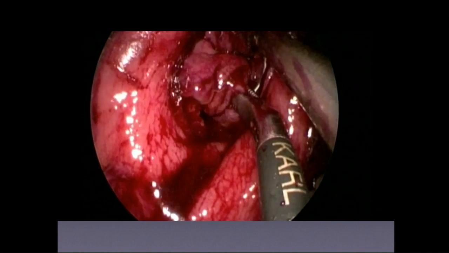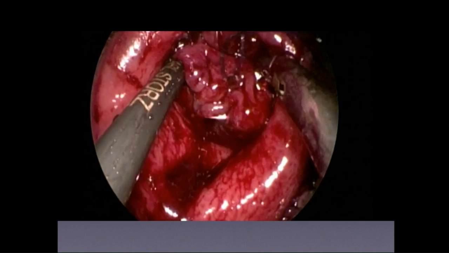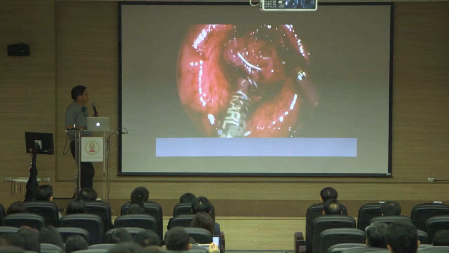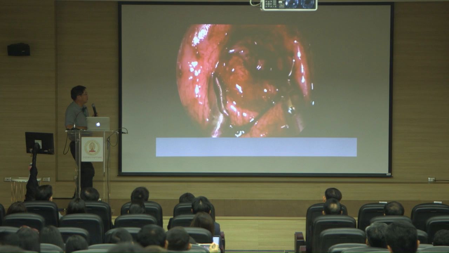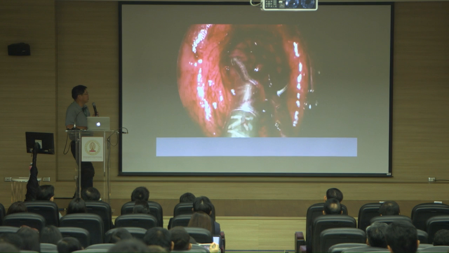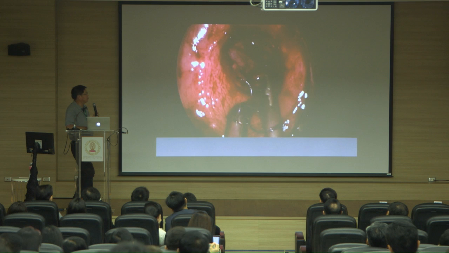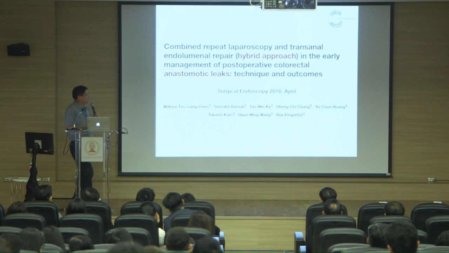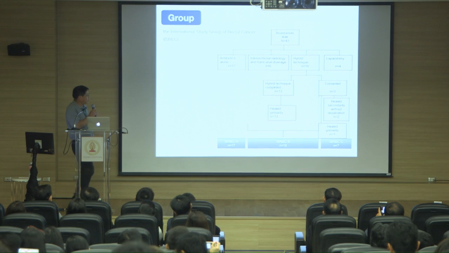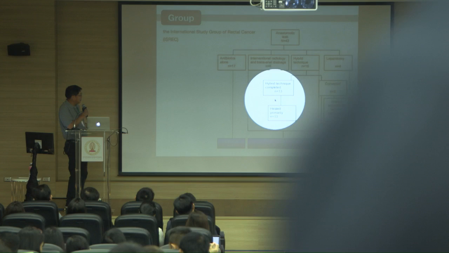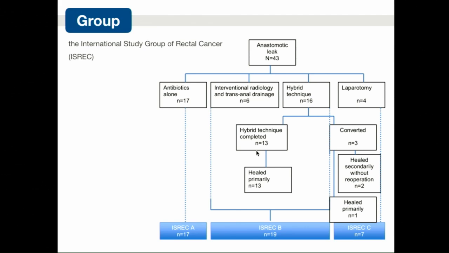If I find out there is a leak, I will take the patient in and do this procedure transanally, either using a TEO system or a GelPort system to resuture the anastomosis. This has been published in this year's Surgical Endoscopy. We found that in 13 patients with this procedure, there was very good healing of the anastomosis. So we recommend it for classification B patients.